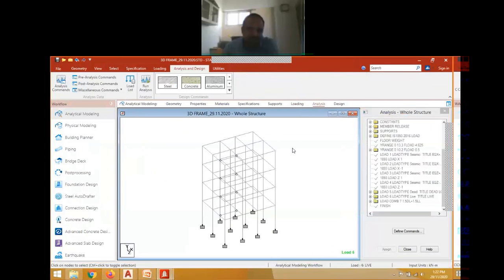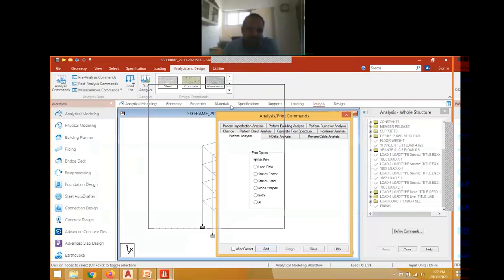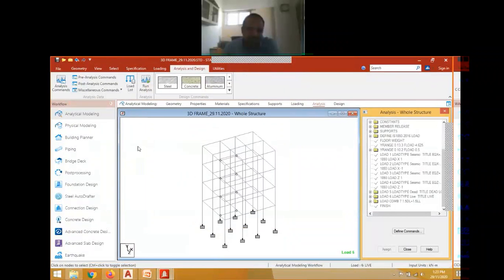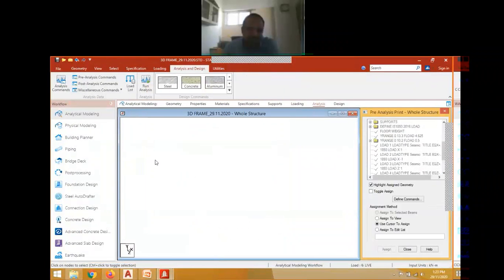Now we will go to the pre and post analysis commands. We'll understand this and we'll try to run this particular model. For that, you need to click on this particular tab, which is analysis and design. So analysis command, just click on the analysis command. Here it will ask you what type of reports to be printed. So I want all, so say all. So this is the analysis command.